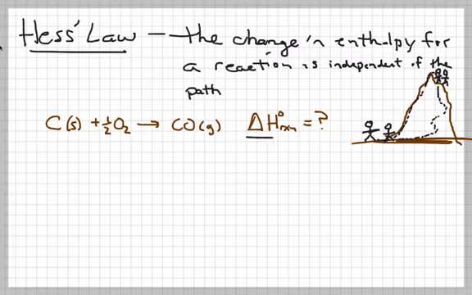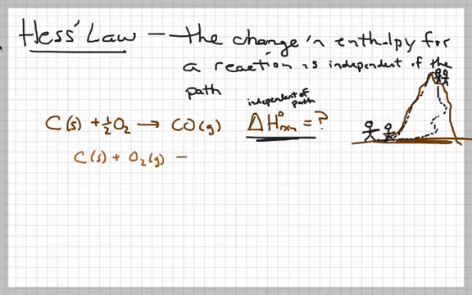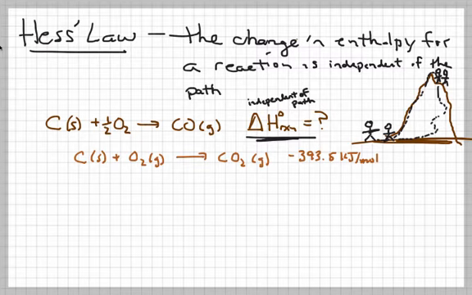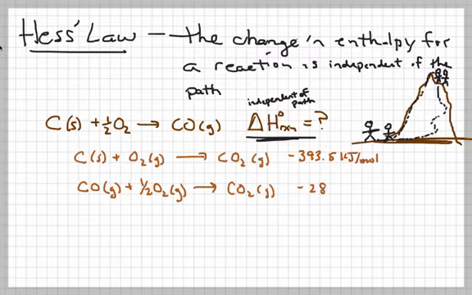So we're going to illustrate this idea that enthalpy change is independent of the path, and use it to calculate the enthalpy change for this particular reaction. We can't measure this one directly, but we do happen to know, for the sake of argument, that the combustion of carbon to produce CO2 has an enthalpy change of minus 393.5 kilojoules per mole. And let's say that we also know that the combustion of carbon monoxide and oxygen to produce CO2 has an enthalpy change of minus 283.0 kilojoules per mole.